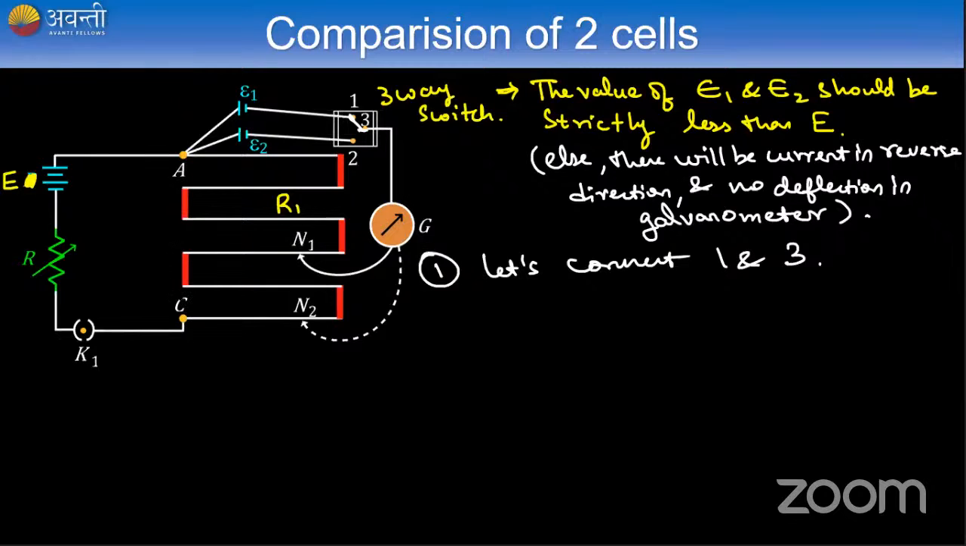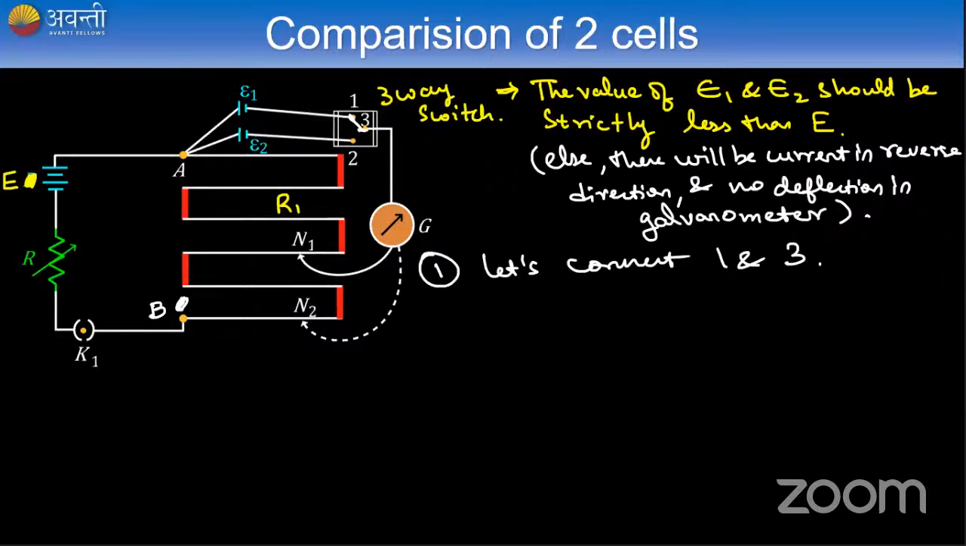Initially consider point B, so let us still consider it as point B only. Between points A and B there exists a potential gradient, and when this EMF E1 is connected, there exists a potential drop. So we can find a null point, like N1. On connecting 1 and 3, there is a potential gradient, and on sliding the jockey of the galvanometer, we'll find the first null point N1.